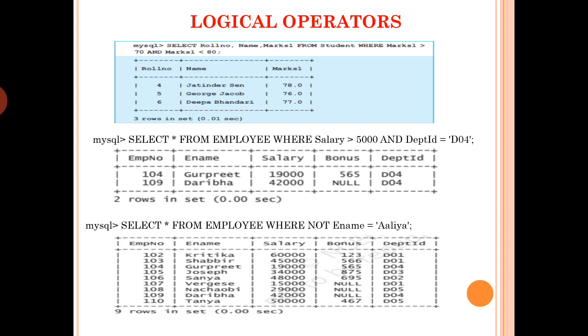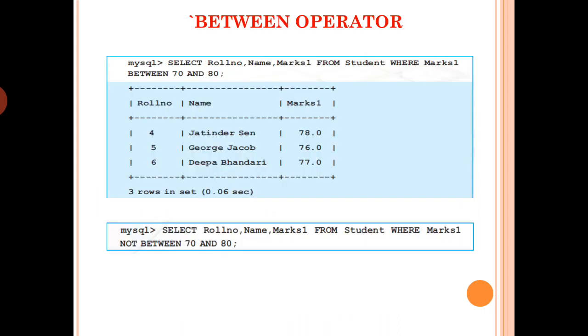The statement select star from employee where not ename equal to Alia will display records of all the employees except Alia. Between operator. The between operator defines the range of values within which the column values must fall to make the condition true. The range includes both the upper and lower values.